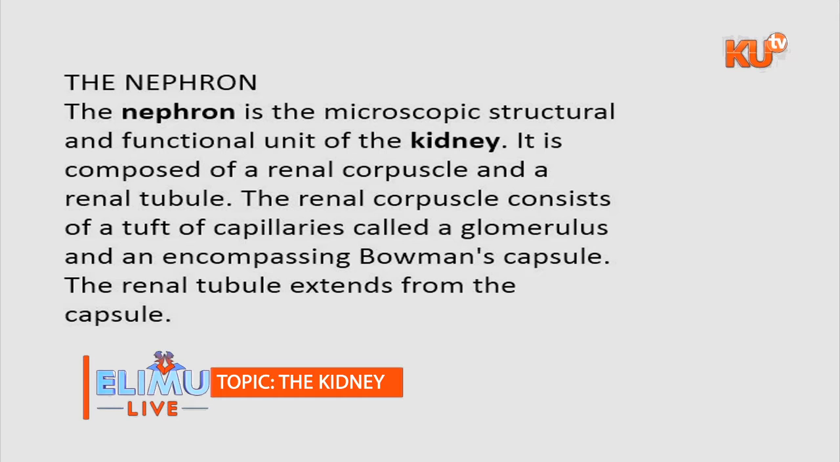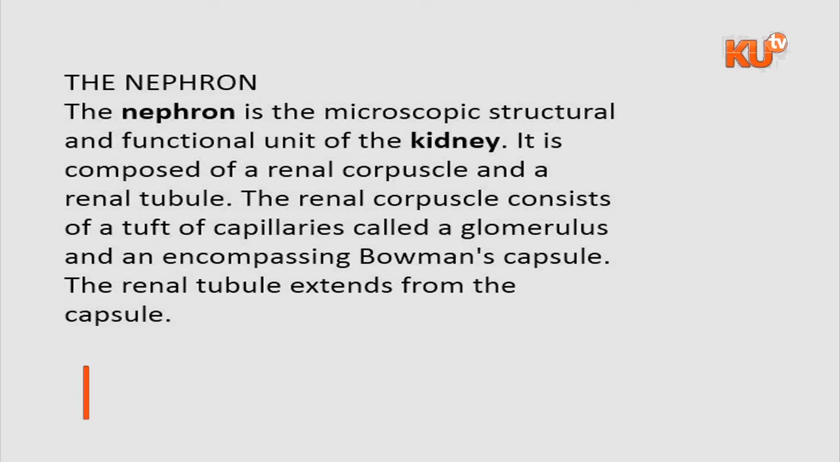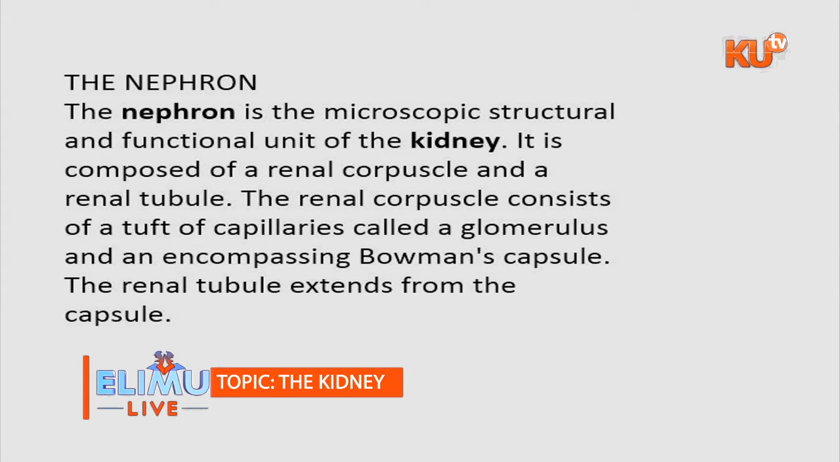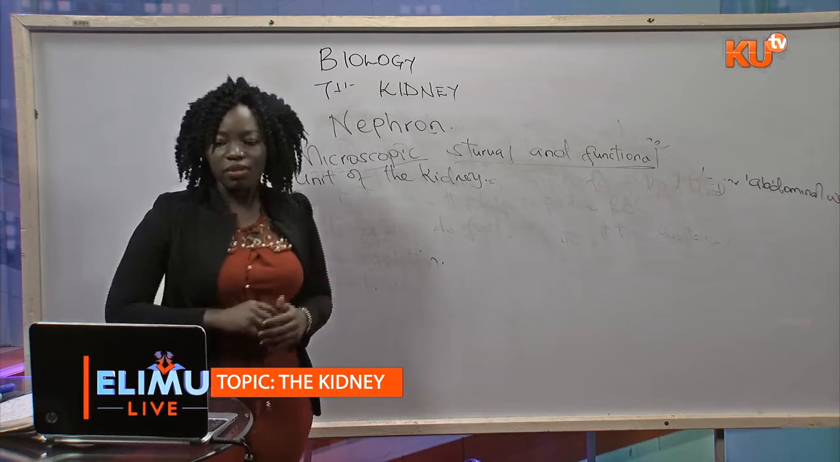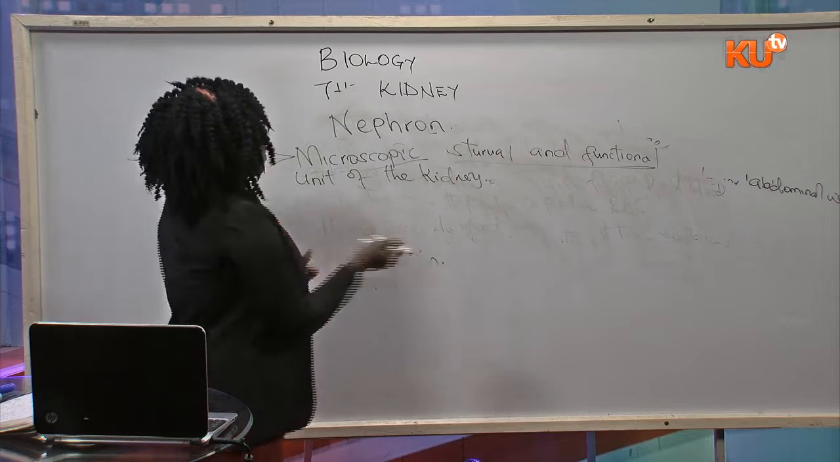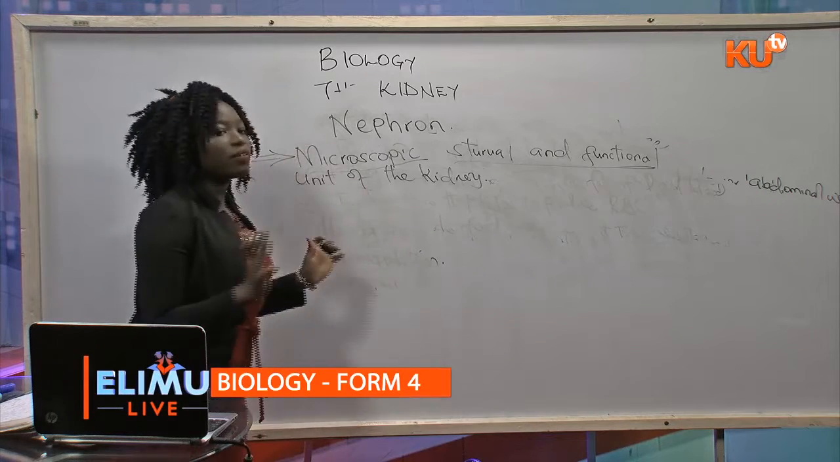Okay, so the nephron is composed of renal corpuscle and renal tubule. The renal corpuscle consists of tufts of capillaries called the glomerulus and encompassed by the Bowman's capsule. The renal tubule extends from the capsule. So we find out that the nephron has the renal corpuscle and the renal tubule. The renal corpuscle consists of the tufts of capillaries.